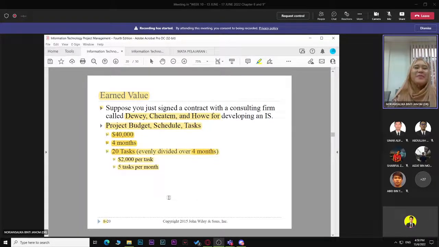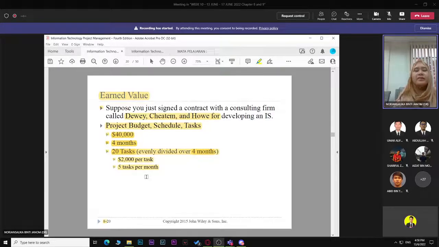Right? Okay. So this is project schedule, budget, schedule and task. Imagine this is the example. The project costs about 40,000. The duration of the project is 4 months. And they have 20 subtasks, which are evenly divided over 4 months.